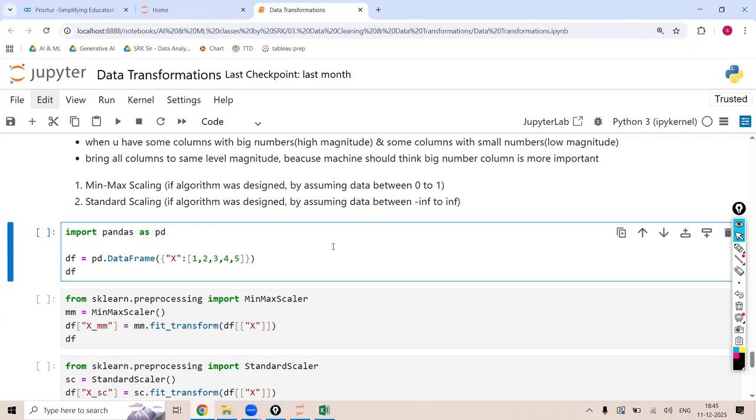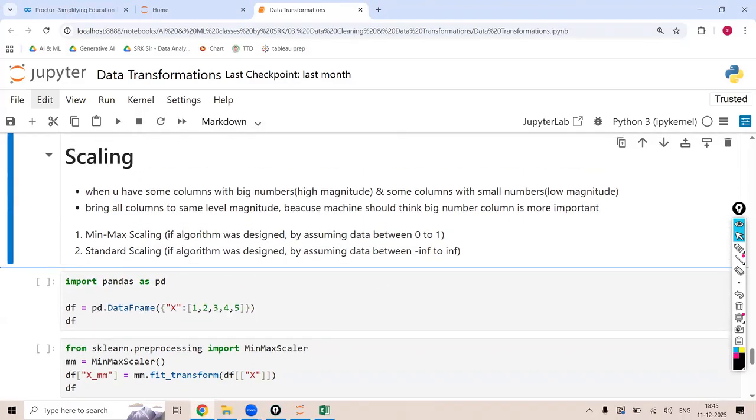Everyone is clear? Again and again, I'm saying, guys, data pre-processing is purely decided on the business problem. Business problem along with the column. It's a combination of both of them. It is not purely one-sided.